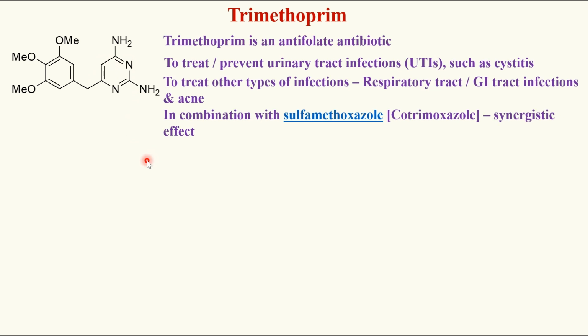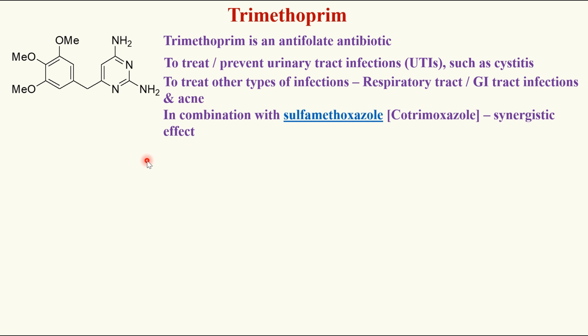It has been combined with sulfamethoxazole, and this combination is called cotrimoxazole, and it has a better effect in the treatment of infections, especially urinary tract infections, and it is combined with sulfamethoxazole for its synergistic effect.